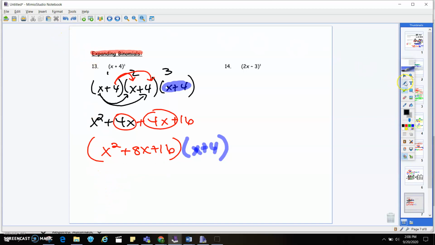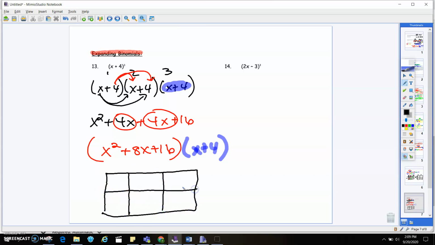Ooh, just kidding. There we go. So, we love a good box. It's fun. All right. So notice how I have 3 going across the top and 2 going across the side. Make sure I write my terms in descending exponent order.